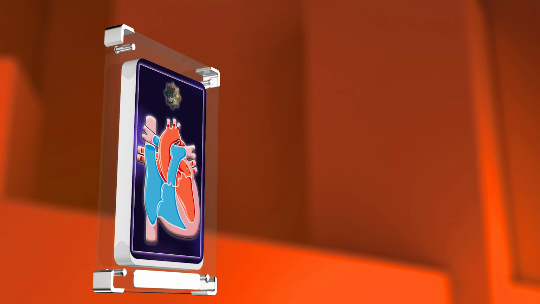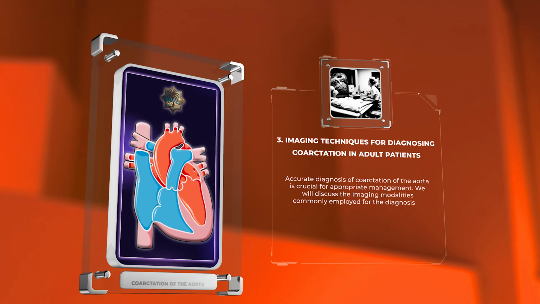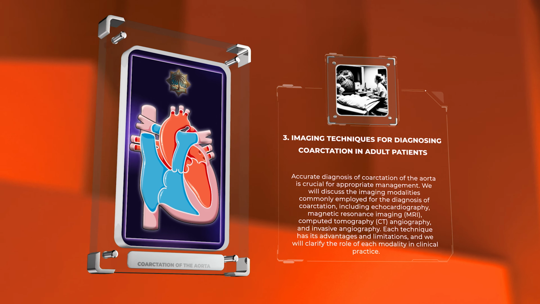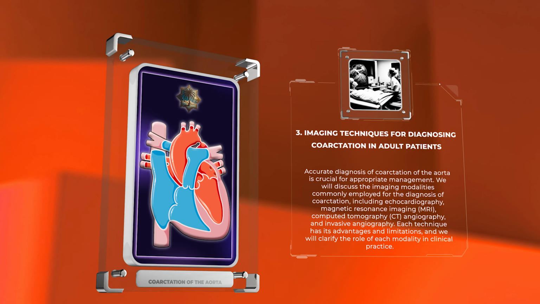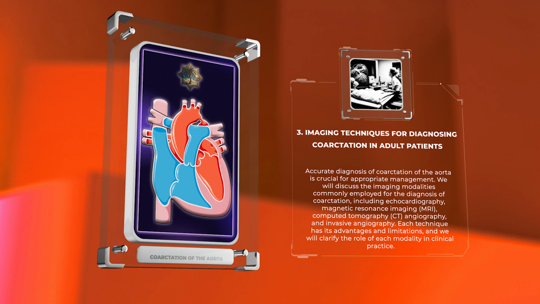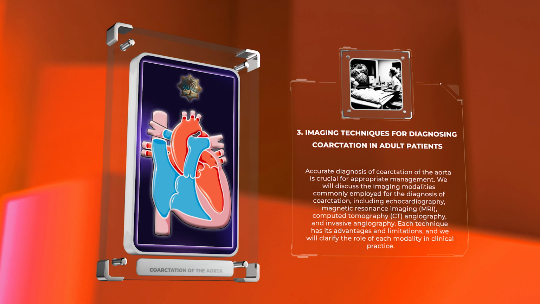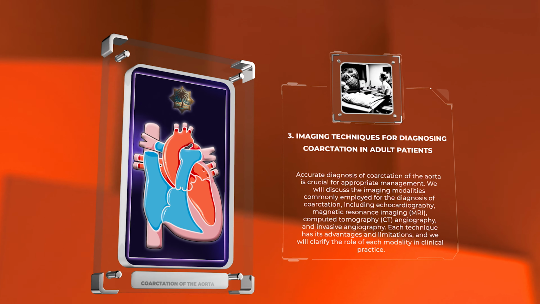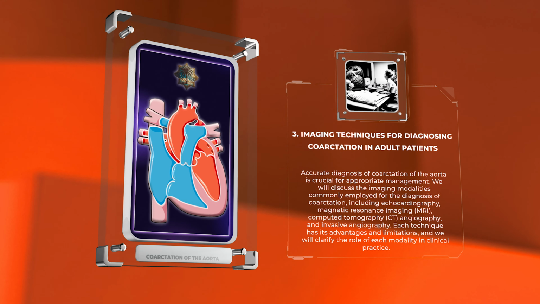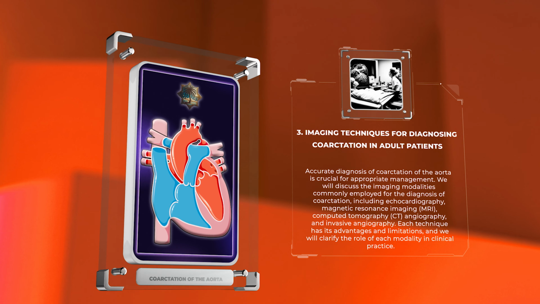Accurate diagnosis of coarctation of the aorta is crucial for appropriate management. We will discuss the imaging modalities commonly employed for the diagnosis of coarctation, including echocardiography, magnetic resonance imaging, MRI, computed tomography, CT, angiography, and invasive angiography. Each technique has its advantages and limitations, and we will clarify the role of each modality in clinical practice.